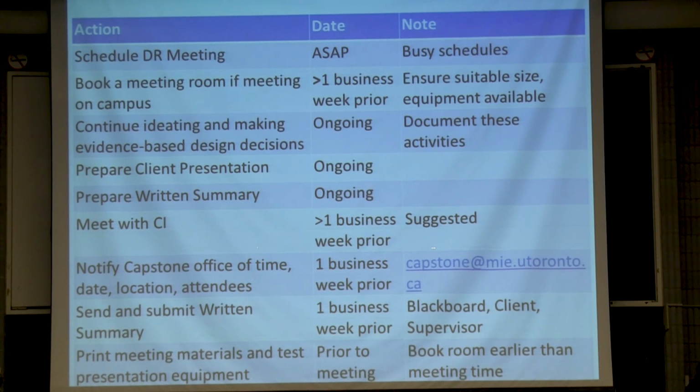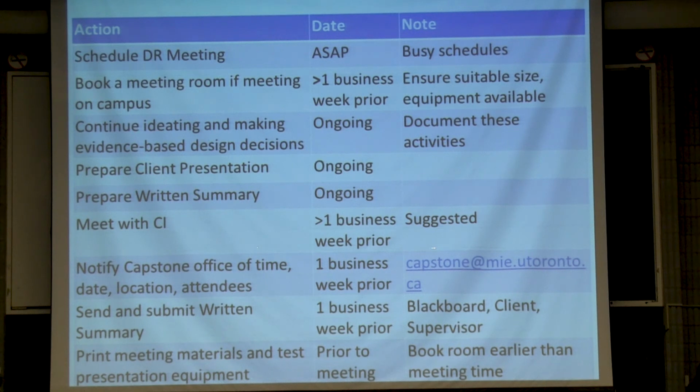So this is just a table of important things you probably need to do. The dates are all relative to whatever date your meeting ends up being. So again, as I said before, schedule your meeting as soon as possible due to everybody's busy schedules. And the latest date for that meeting is January 12th. As soon as you've got the time and date locked in, you probably want to book a meeting room if it's happening on campus. Ideally, you'd pick a room that is a suitable size and has whatever technology available to enable your presentation.